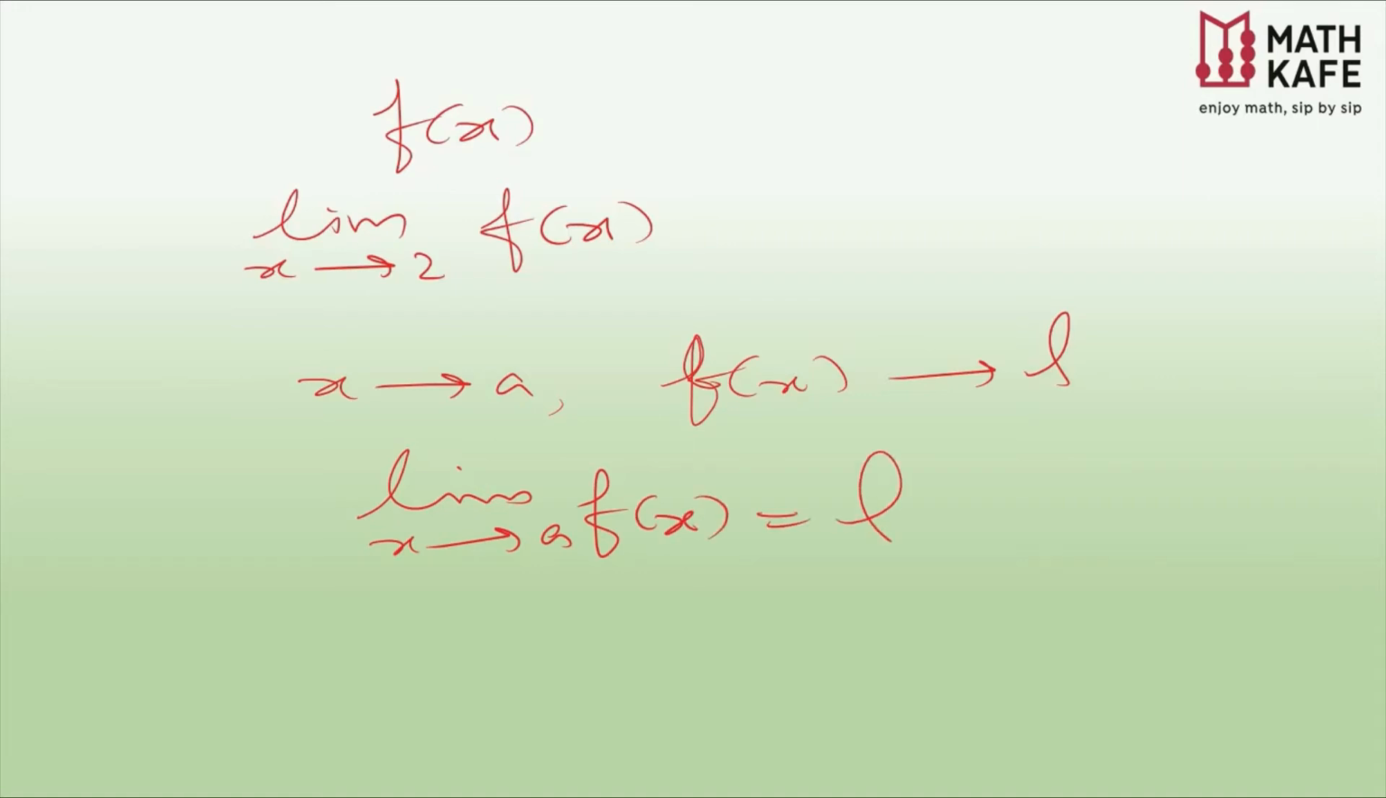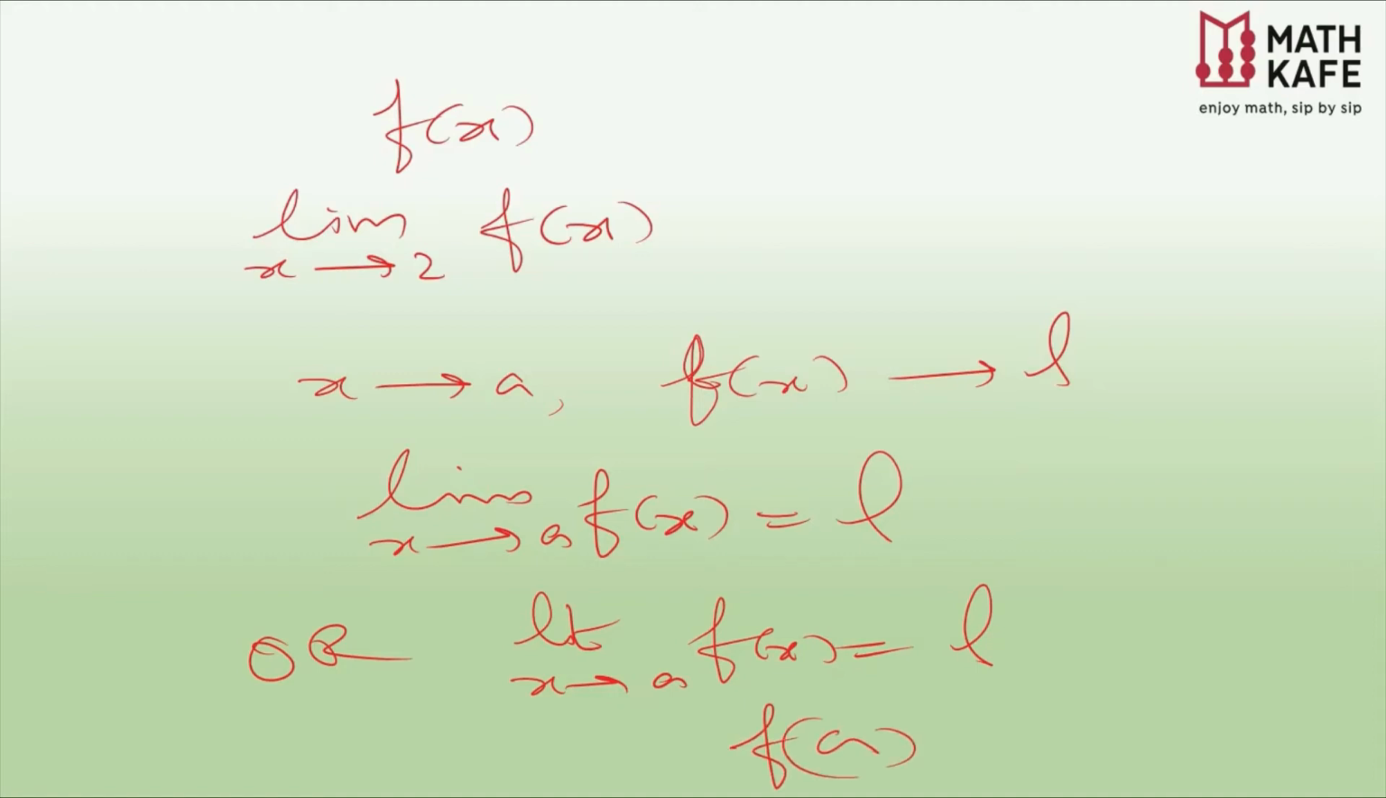You have to notice this one: you are writing limit as x tends to a, or x approaches a, of f of x is equal to L. And here there is a major difference. f of a and limit x tends to a f of x, are they equal?